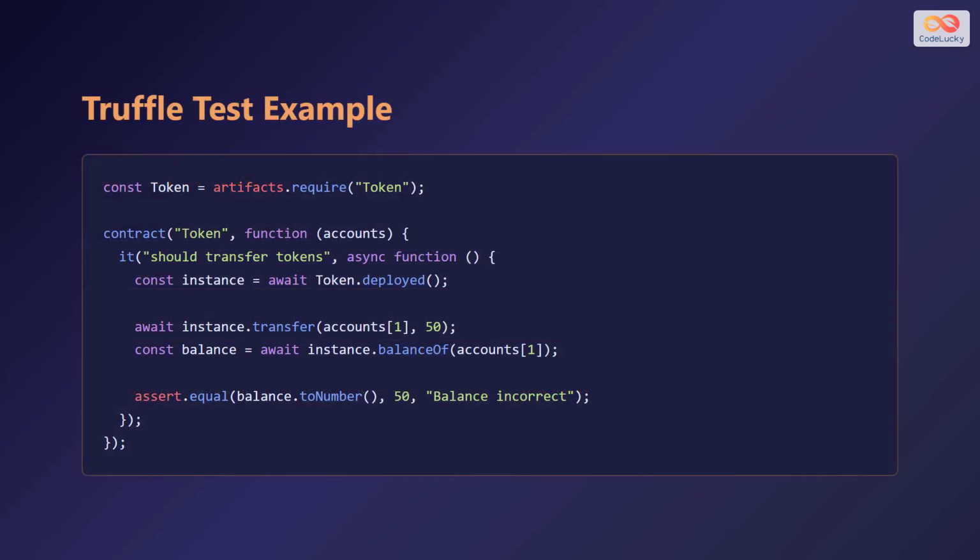Here's how testing works in Truffle. We begin by requiring the token contract using artifacts.require, which is Truffle's way of loading contract artifacts. Then we use the contract function instead of describe, which is specific to Truffle and provides additional features like automatic account management. Inside our test, we deploy the contract using token.deployed, then transfer 50 tokens to accounts[1]. We check the balance by calling balanceOf, and finally use assert.equal to verify the balance is correct. Notice how Truffle provides the accounts array automatically, making it easy to test with multiple addresses.